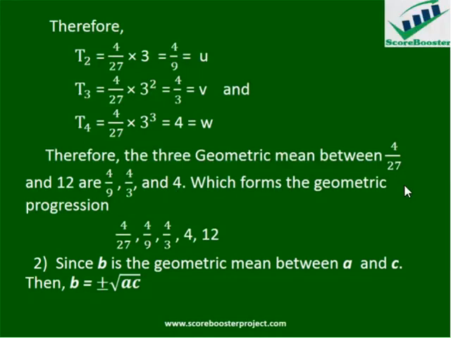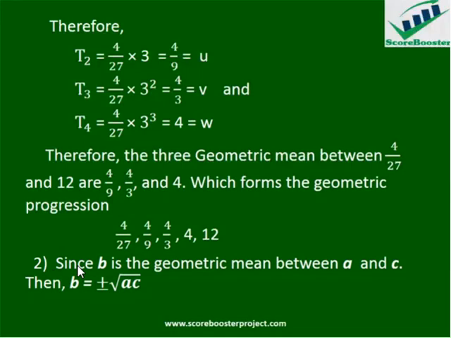And this forms the geometric progression. The first term is 4/27. The second term, which is the first geometric mean denoted as T2 or u, is 4/9. The third term, T3, is 4/3. The fourth term, T4, is 4. And the last term, which is the value for T5, is 12. So this forms a geometric progression with common ratio 3.